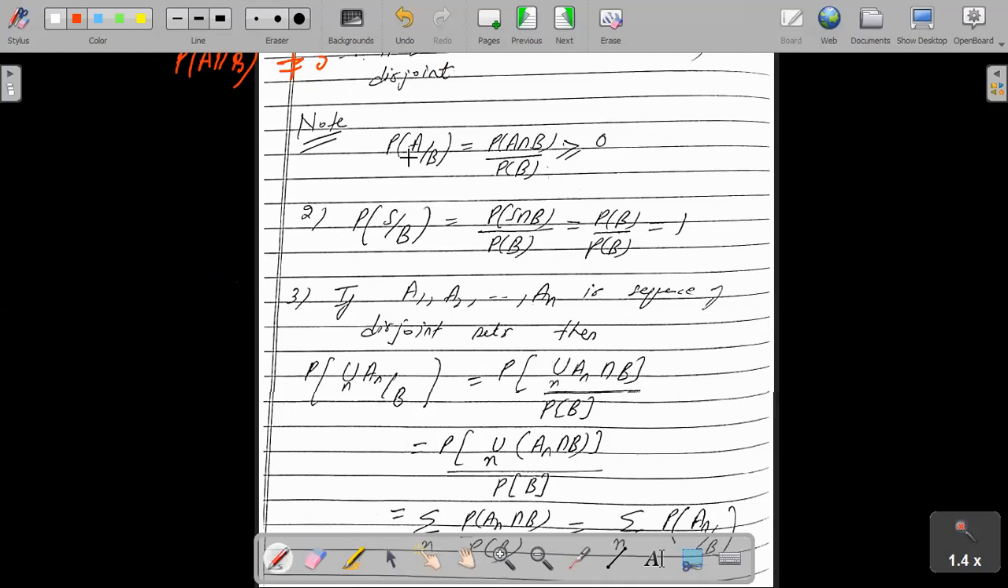So this we have already seen. Now if you see probability of A mod B, हमने definition से देखा था, probability of A mod B क्या होता है? Probability of A intersection B over probability of B. And we know probability is always greater than equal to 0. So numerator is always greater than equal to 0, denominator is always greater than equal to 0. So this total probability is always greater than equal to 0.